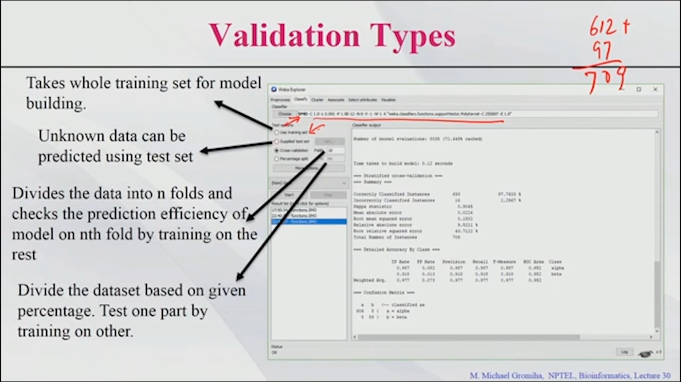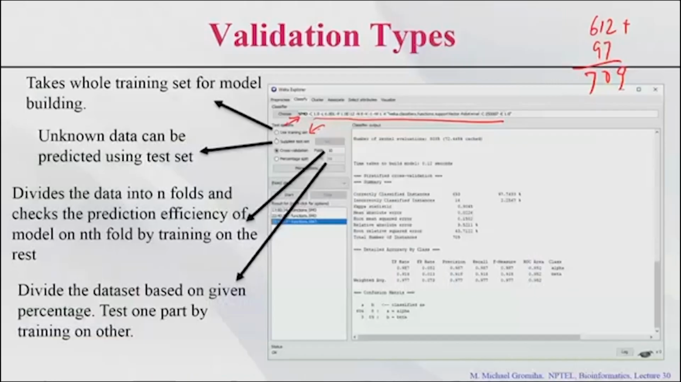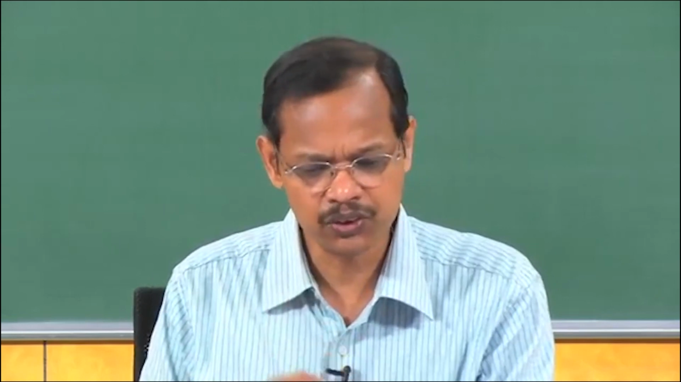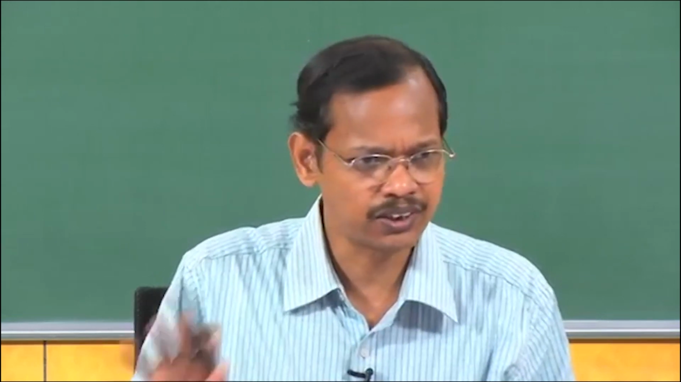Then if you choose supplied test set, that means you can train Weka with any learning technique, for example support vector machines, with respect to these 709 data, and if you have a new data set, for example another 50 data, you can give it as a supplied test set. If you click on supplied test set, this will be enabled. Then you can click on set, and it will ask for the new data set, and from your computer you can give the new file. It will use that file as your test set.